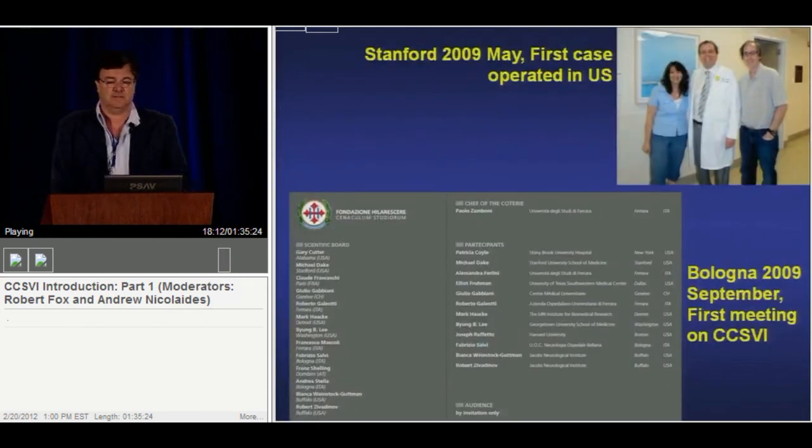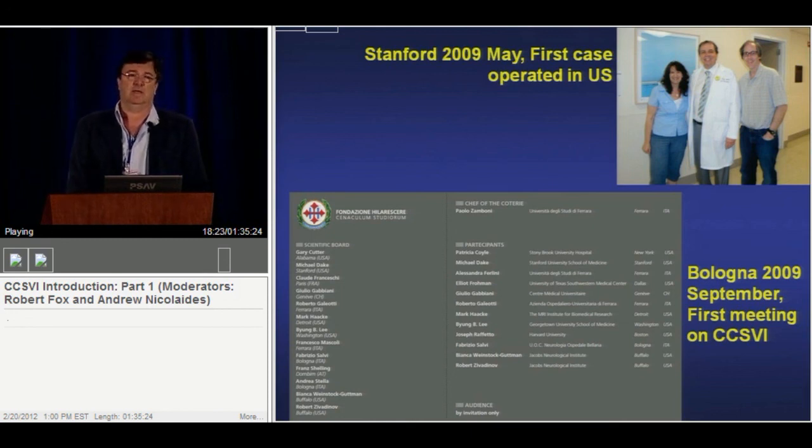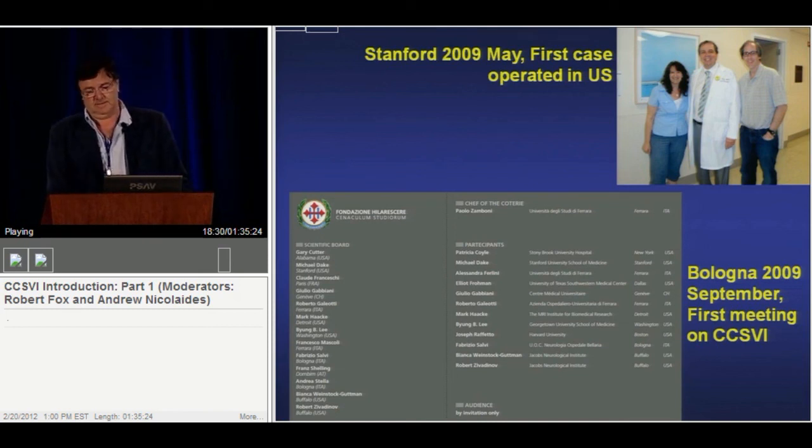In 2009, I presented the first cases in a very important congress for the vascular people, which was Charing Cross in London, chaired by Professor Greenhalgh, and I met Dr. Dake, and really it was fantastic, because a few months later he performed the first procedure also in Stanford in the United States. So this was really fantastic.